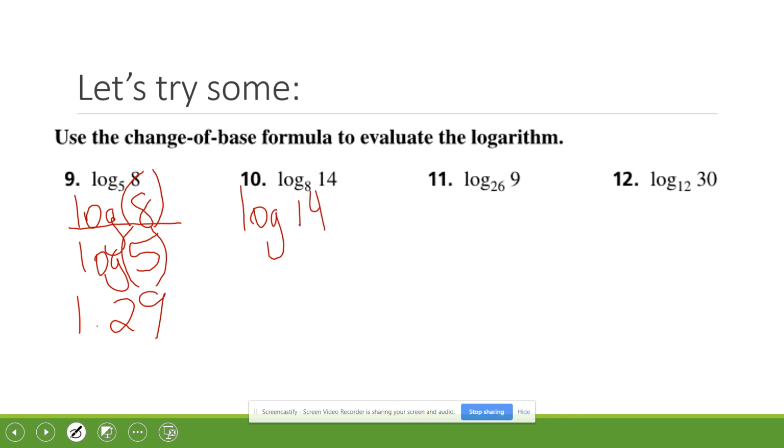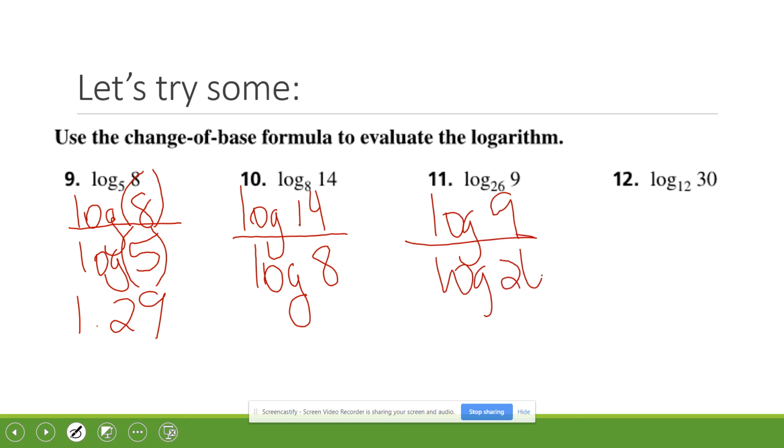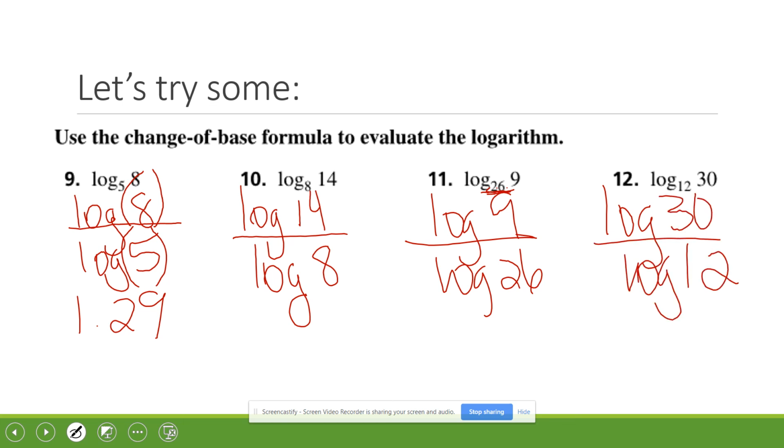So log 14 divided by log 8. Log 9 divided by log 26. Remember, we don't care which one is the bigger number in terms of 26 is a bigger number than 9. What we care about is what's the base. The base is the itty bitty number, which is 26, and that has to stay in the bottom. Number 12, log 30 divided by log 12.